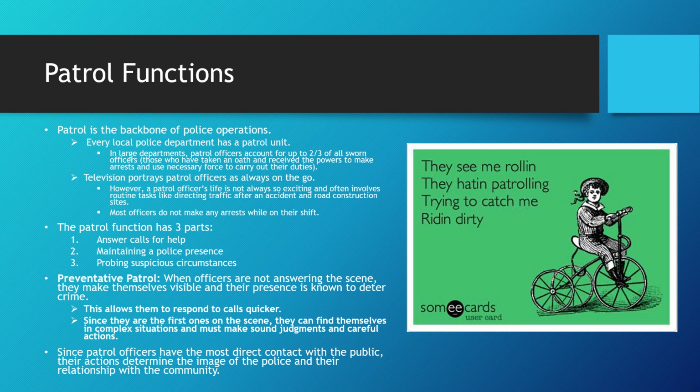Preventative patrol is described as when officers are not answering calls, they make themselves visible, and their presence is known to deter crime. This allows them to respond to calls quicker, and since they are the first ones on the scene, they can find themselves in complex situations and must make sound judgments and careful actions.